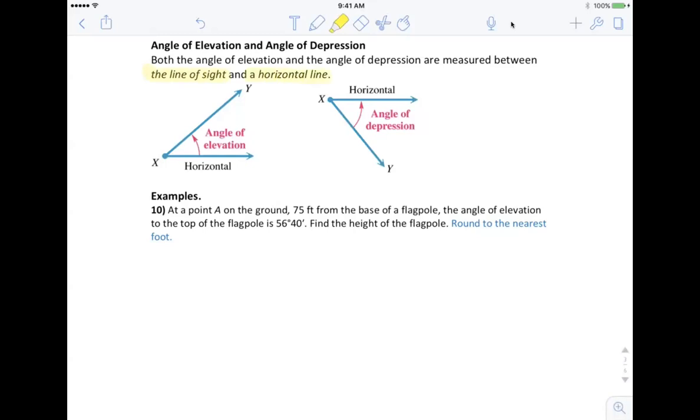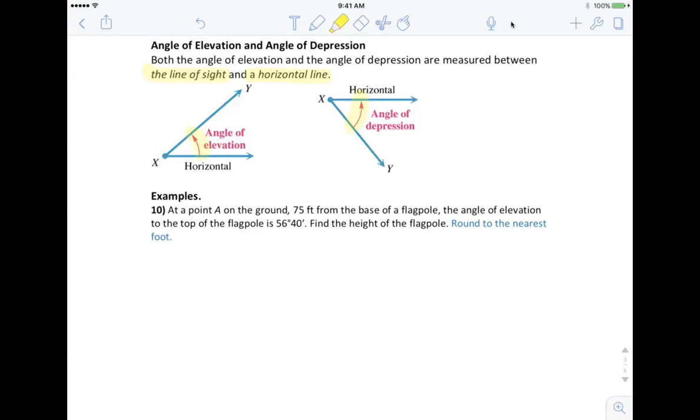It's just that angle of depression goes below the horizontal. Angle of elevation is above. Otherwise, they're pretty much the same thing. So I've got a couple of examples that describes them.